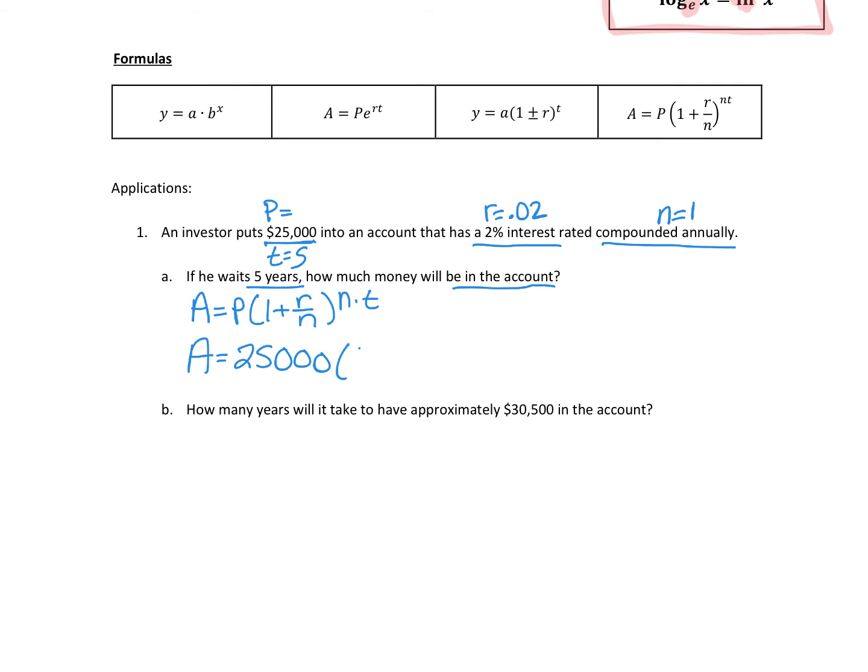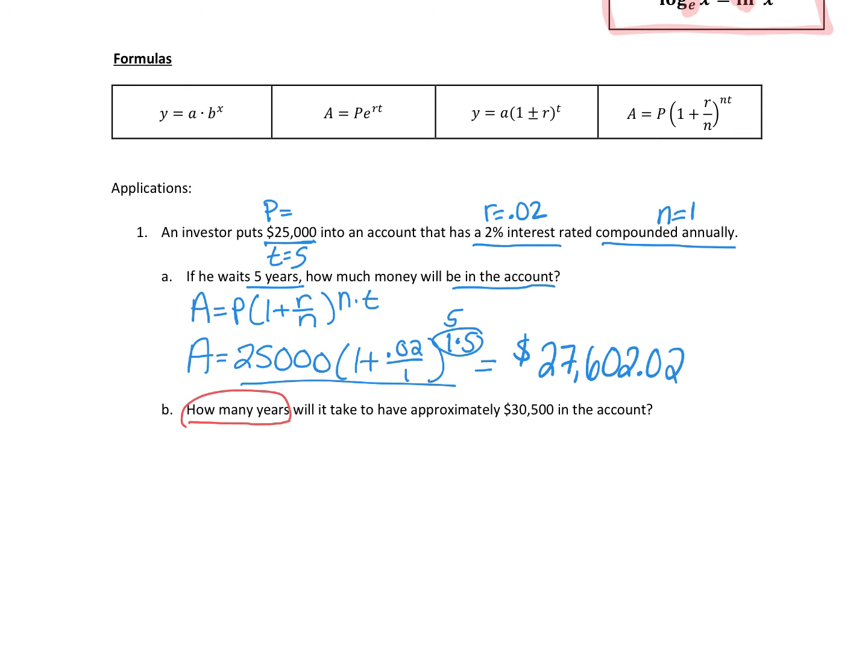So I'm going to put all these numbers into my equation. Remember to do your exponent first, so 1 times 5 is 5. Then I can just type this whole thing in my calculator, and I will get $27,602.02. Now this is where we're going to do something a little bit different. Now it's asking for how many years. So now we're going to solve for t.